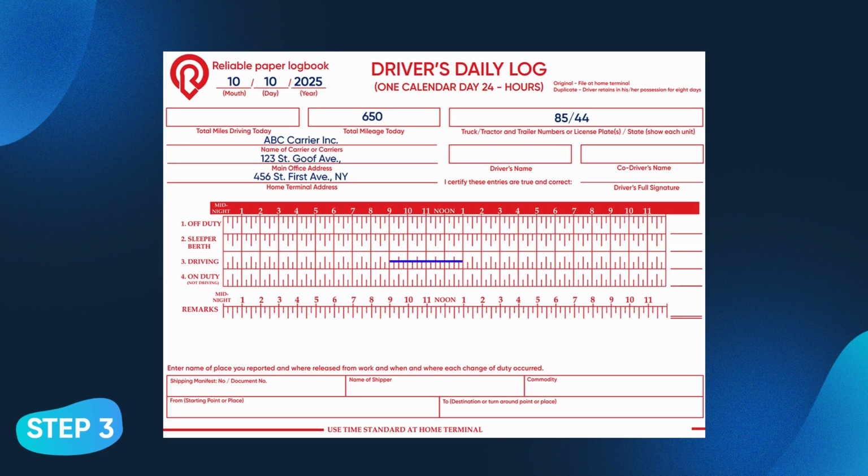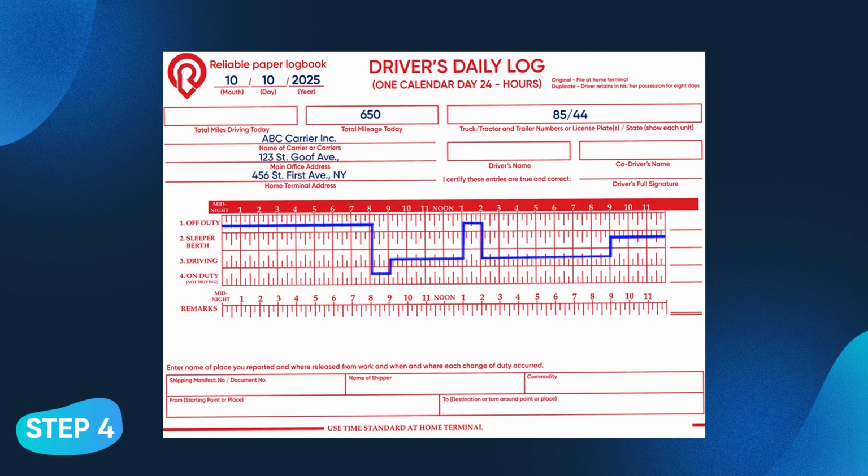Draw a line through the section that represents your work time activity. The logbook is set up with 4 sections of 24 boxes, and each box represents an hour. The 4 sections break down into 4 categories: off-duty, sleeping, driving, and on-duty. Line your pen up with the correct box and section, and draw a horizontal line based on the time you performed the task. For example, if you drove from 9 a.m. to 1 p.m., draw a line through these 4 hours.